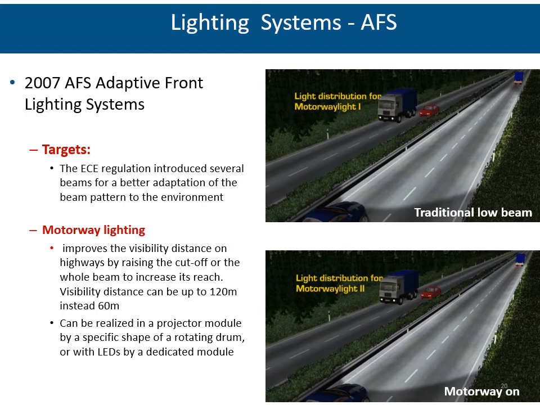Instead of minus 1%, the cutoff has the possibility to be raised till minus 0.4%, and with the possibility also to have a higher level of intensity. We have the possibility to improve the visibility distance from 60 meters to 120 meters with these functions. Naturally, this can be realized by specific projector modules, for instance, by a specific shape of a rotating drum, or with LEDs with a dedicated module.